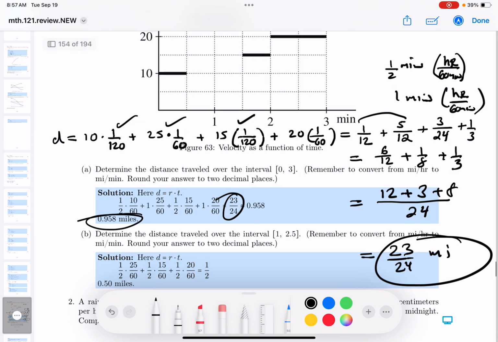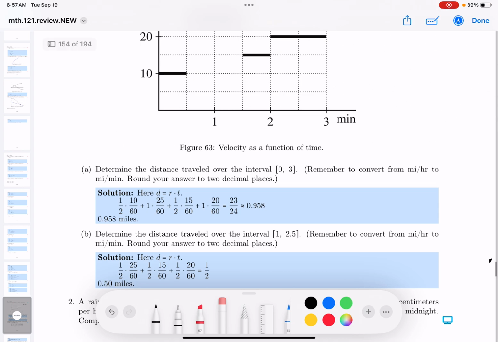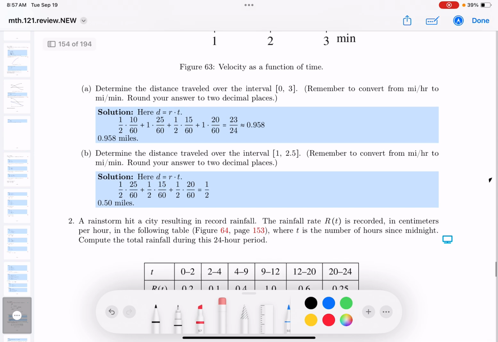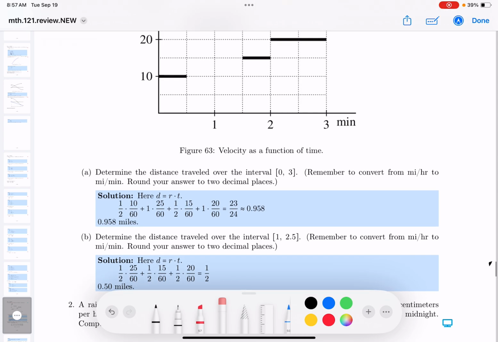What I want to do, though, is go to the next question. I'm done with A. I'm going to go to B now. I'm going to erase this. I feel good about that. I got that answer. I was able to do the arithmetic. It says, determine the distance traveled over the interval from 1 to 2.5. So they start at 1 and go to 2.5. I'm basically going to do the same thing.